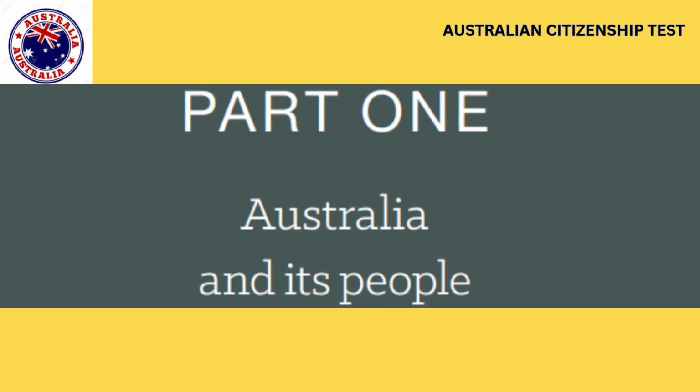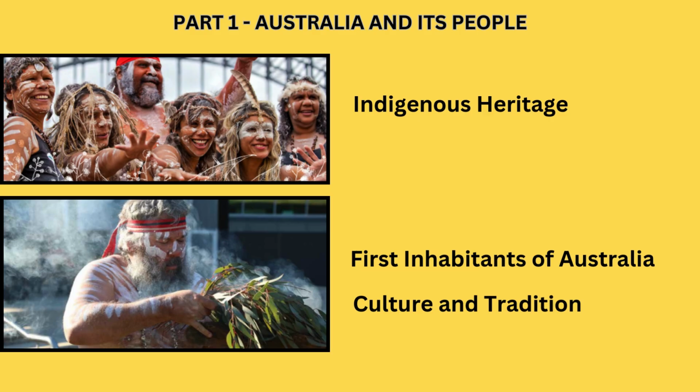Here, from Part 1, Australia and its people, I give a short, brief explanation of which type of questions you might get in the test, basic information, and some tips on how to prepare for the test. Some of the important topics from the booklet you must focus on are how Australia built Indigenous heritage history, how migrants settled in Australia, and the first inhabitants of Australia. Aboriginal and Torres Strait Islander peoples are the first inhabitants of Australia, and learn about their oldest culture and tradition.